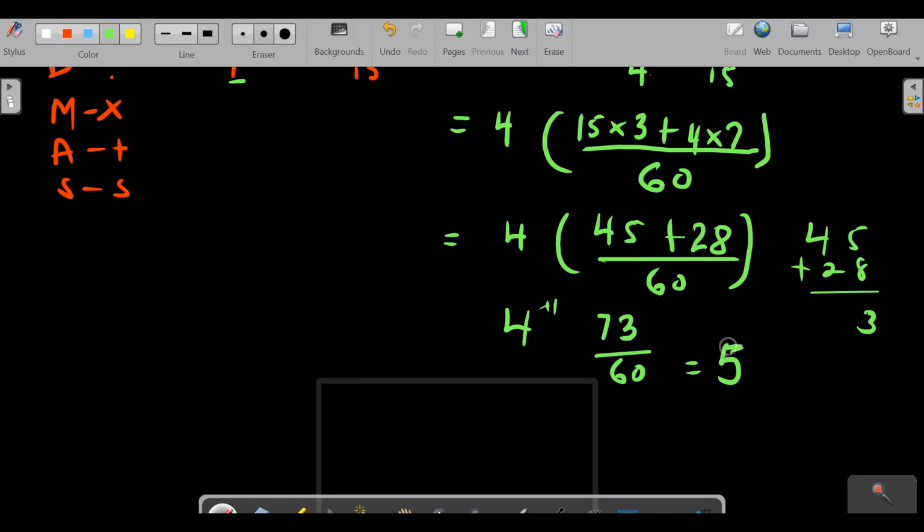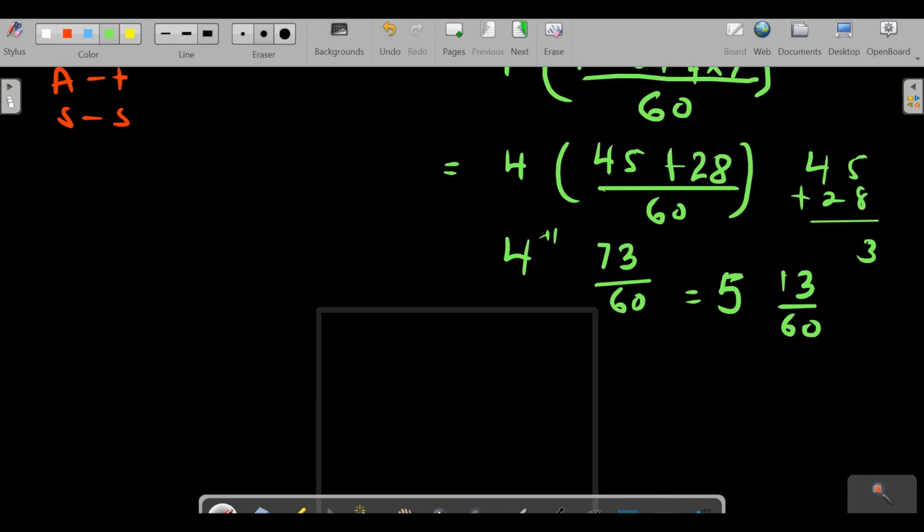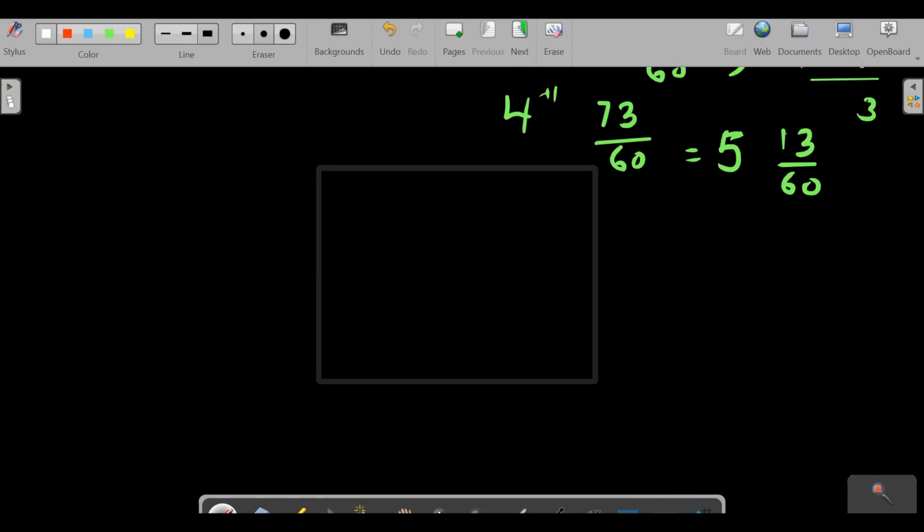So 60 goes in one time. We added the 1 to 4, which made us turn our 4 to 5, leaving 13 over 60. And this is not the final answer. Now we'll go back to our fraction. So we're going to write the fraction. Now, you know, we have 7 1/5. Look at the question. We have 7 1/5.